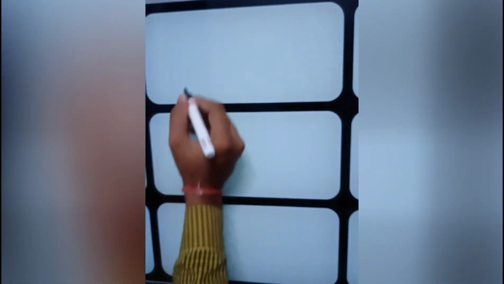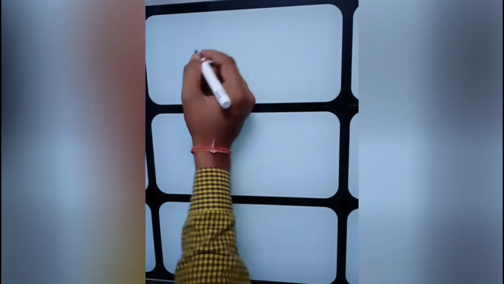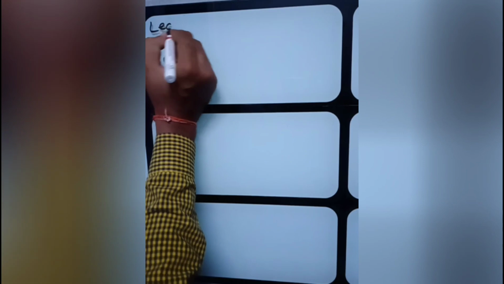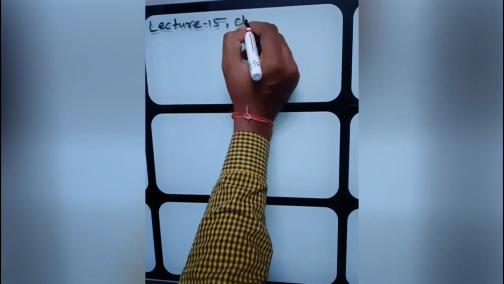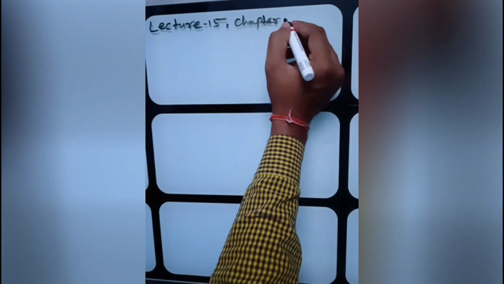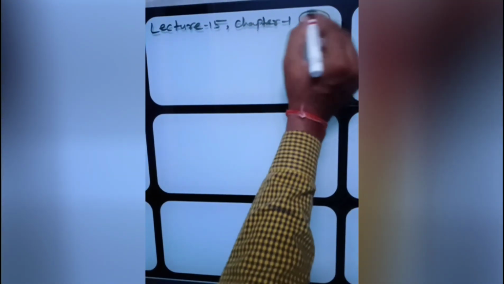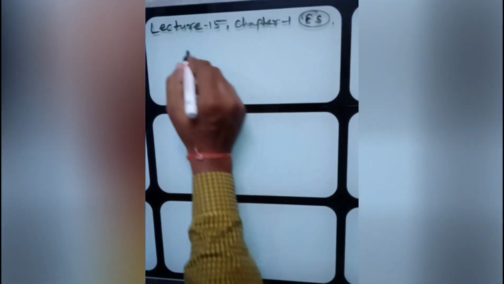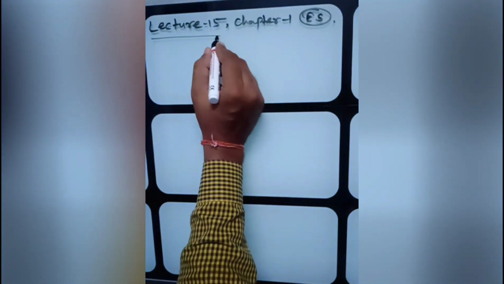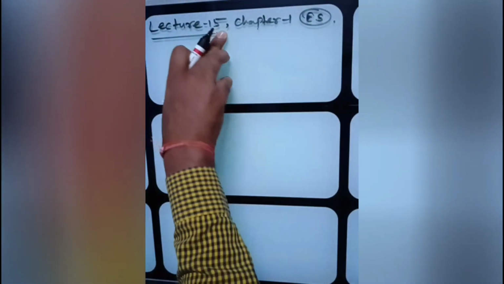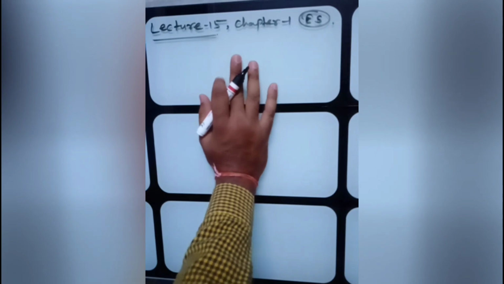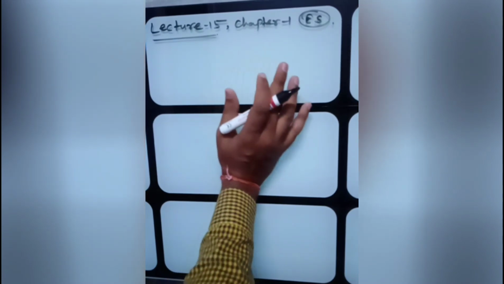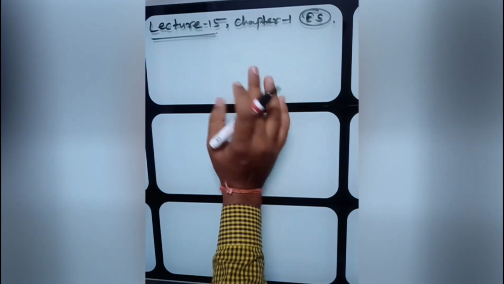It's morning, 10 o'clock in Patna. We are in lecture number 15 now, lecture 15 of chapter 1 of unit electrostatics. In the last lecture, we discussed the electric flux and Gauss law. We have studied the Gauss law in detail.